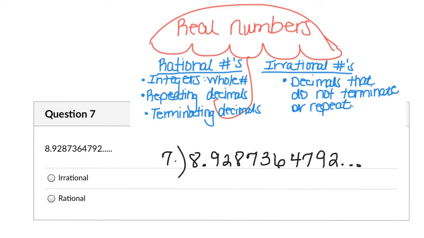8.9287364792... I'm going to go ahead and rule out an integer. And then I'm going to rule out a repeating decimal because these digits are all different. And then because of these dots at the end, I'm going to rule out a terminating decimal because terminating means it stops, and these dots at the end mean that it goes on. So this is irrational.